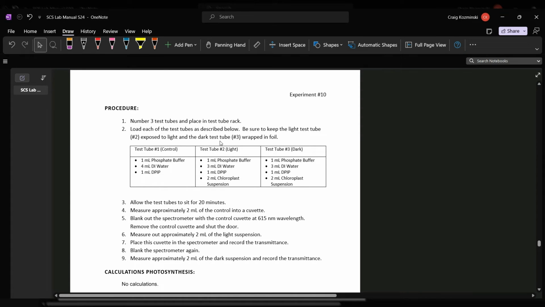We are going to be using a new piece of equipment this week, and we're going to talk at length about what this equipment is. It's called a spectrometer, and it's going to allow us to measure the amount of light that is passing through a solution. And what we will expect to see is a change in the amount of light that passes through the solution as a result of the solution experiencing a change in color.